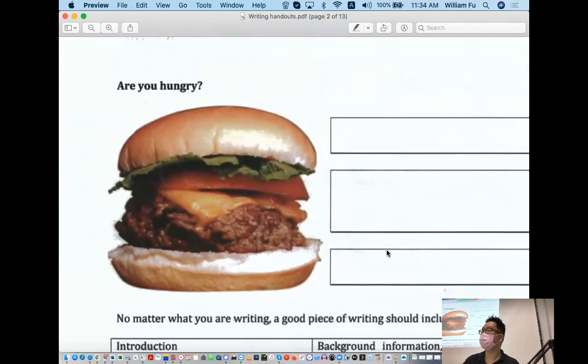Are you hungry? Do you like burgers? No. Do you like burgers, Ida? Okay. Now, of course, have you seen a burger picture?